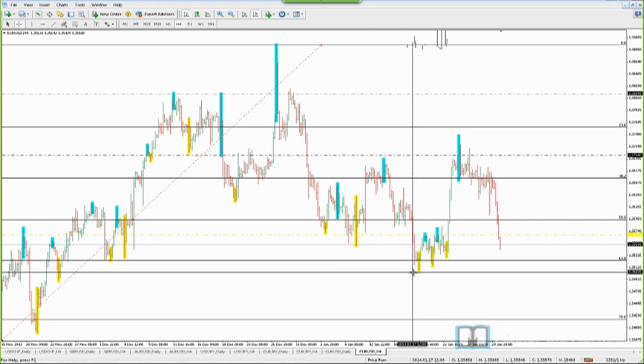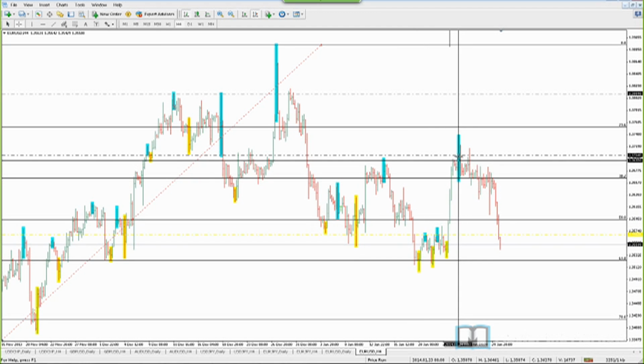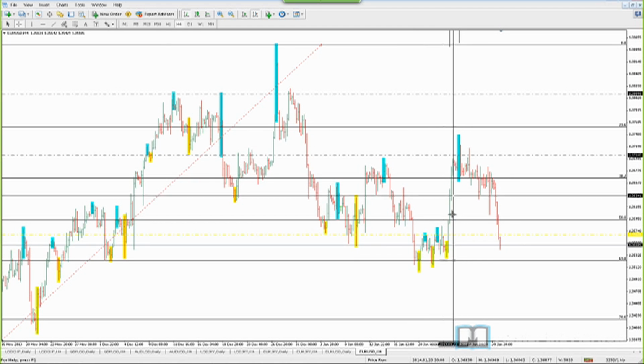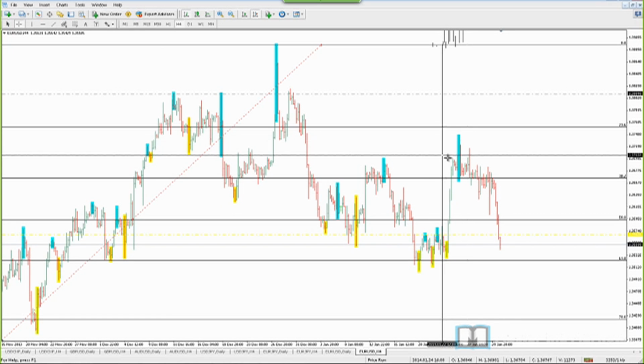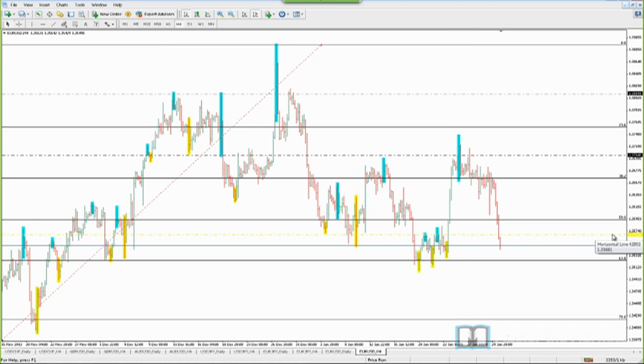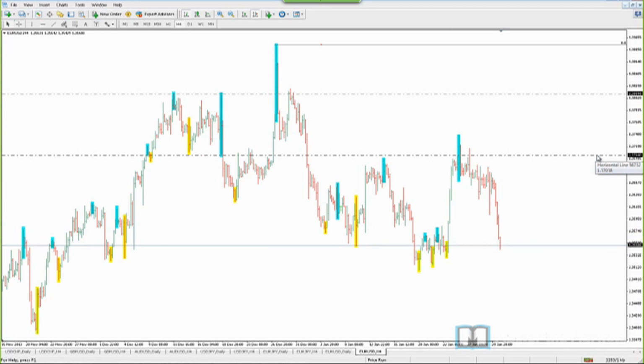Our stop was just below the low here, and our target was just above the high up here. It retraced a little bit, moved against us, and then it shot up and hit our target. This is where we took a very quick 2% profit, in just a matter of 2 days, pretty much. So that's what we were looking for on the price run. You see, step one, pretty easy.